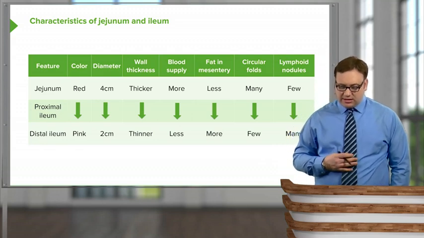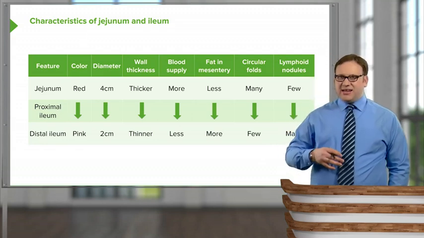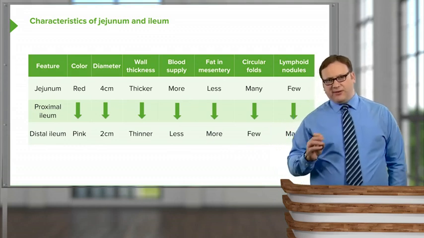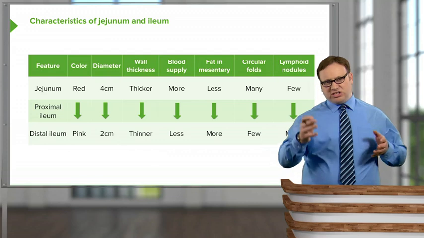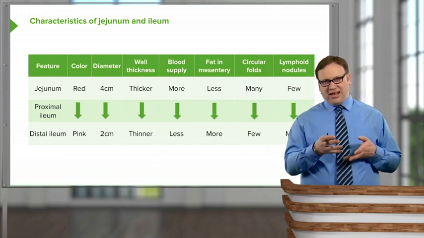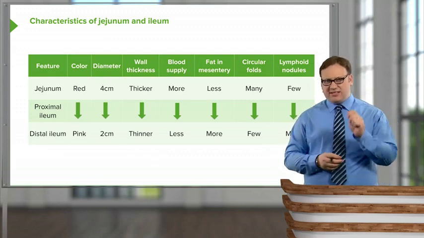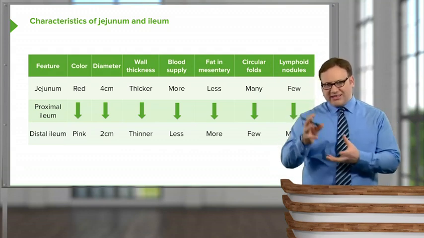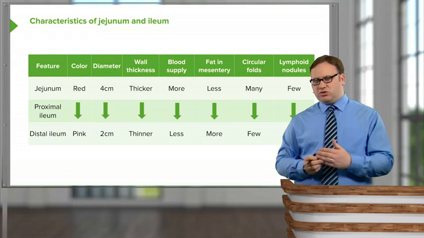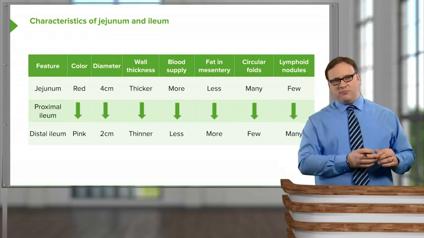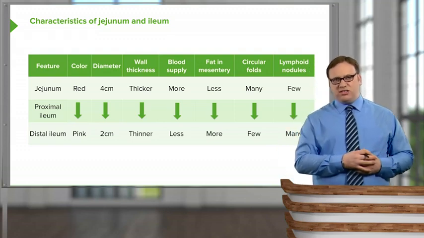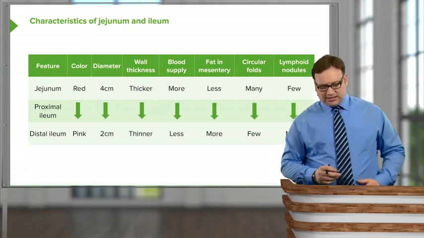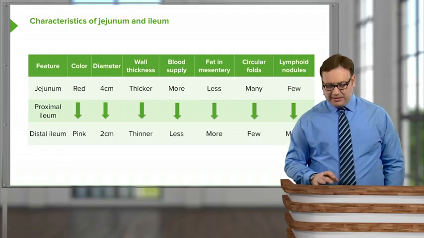So we can see that it's very difficult to actually pinpoint a specific region, especially halfway at this kind of proximal ileum region, and say, yes, this is definitely jejunum, this is definitely ileum. But there's a transition from the duodenojejunal junction to where the ileum merges with the large intestine. There's a transition which is indicated in these descriptions.